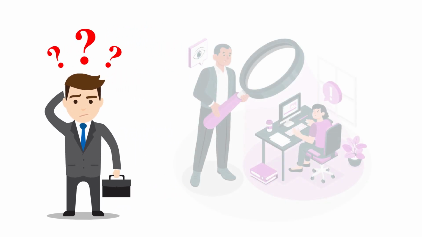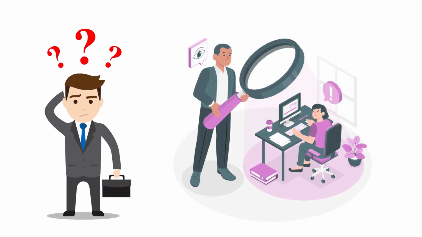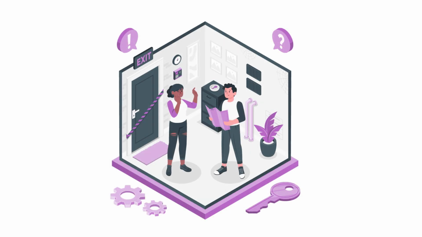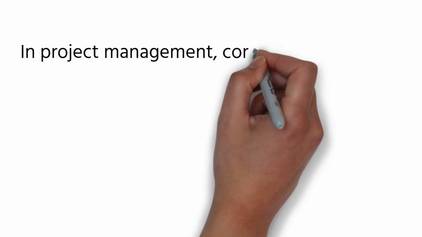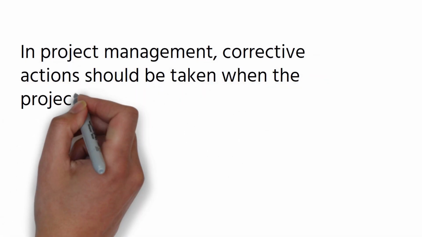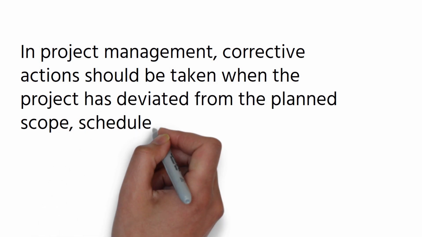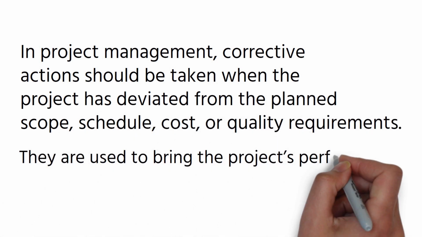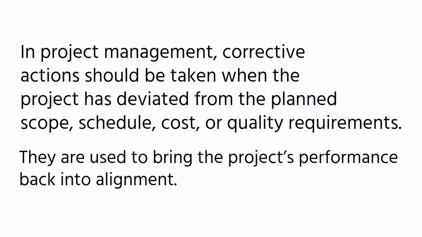So you must detect the root cause of the problem and implement a solution to ensure that the defects do not occur again. In other words, corrective action is a reactive process that seeks to detect the root cause of the problem to stop its reoccurrence. In project management, corrective action should be taken when the project has deviated from the planned scope, schedule, cost, or quality requirements. They are used to bring the project's performance back into alignment.